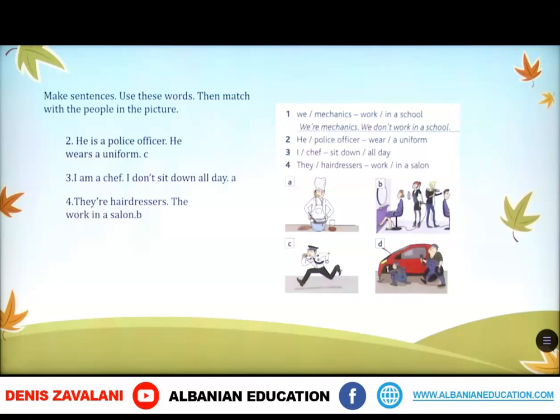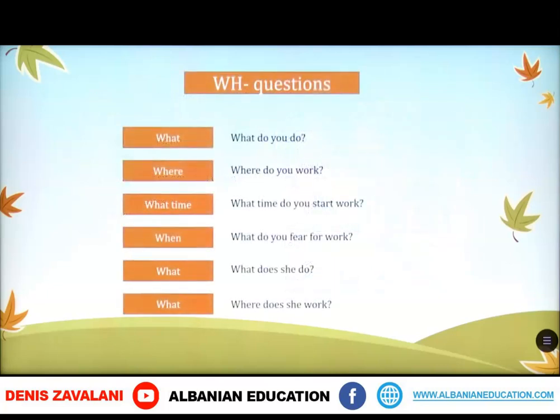So, this is the B picture. Now, as you see, here we have WH questions. Some of the WH questions are what, where, what time, when, why, etc.